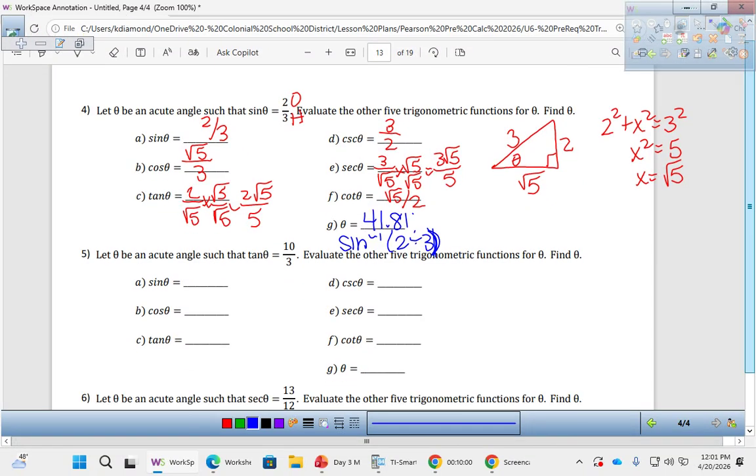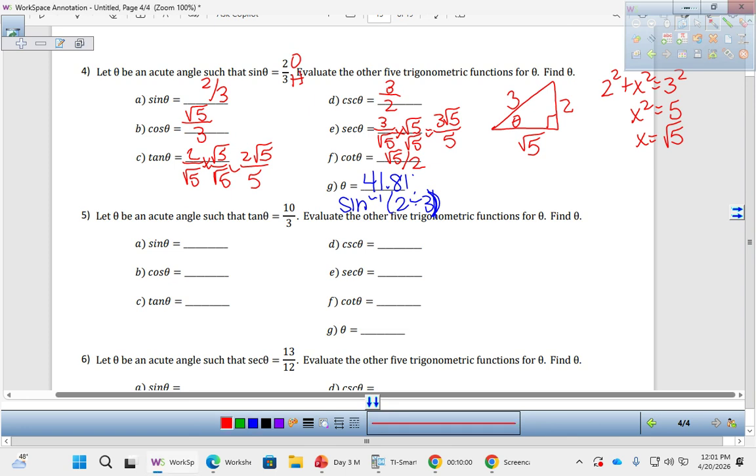Same idea for this next problem. I'm going to create my right triangle. I'm going to make it look the same as the previous one, with theta being this angle. And now I'm given the tan, which is opposite over adjacent. So the opposite leg is 10, and the adjacent leg is 3. Which means I can solve for the hypotenuse doing the 2 side lengths squared. So we get 109 equals x squared, or the square root of 109 equals x.